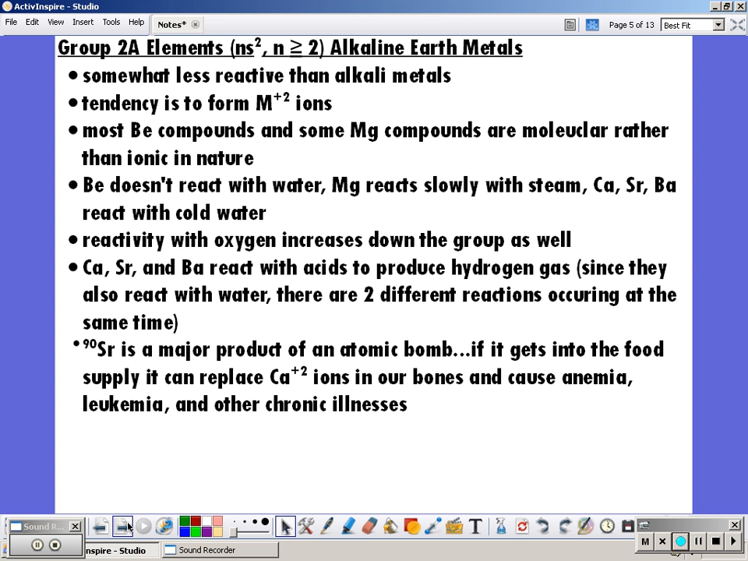And then one interesting thing about strontium is that it's a major product of the atomic bomb. So if the atomic bomb explodes and strontium gets in the atmosphere, it can settle onto the earth and get into our food chain. If we start eating the food that has that strontium-90 isotope, it will actually replace the calcium in our bones. So instead of Ca+2, we'd have Sr+2. And that can cause us to have anemia, leukemia, and other chronic illnesses.